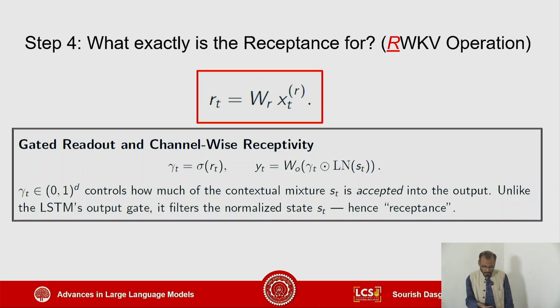Okay, so that's what receptance is all about, which means what percentage of ST should you receive, accept in order to create YT. Okay, so this is the R operation in that RWKV operation. This is the R, the red underline. That's where the R operation is happening.